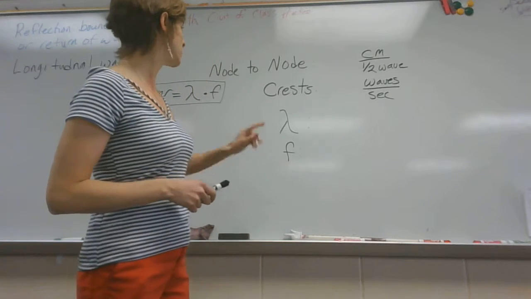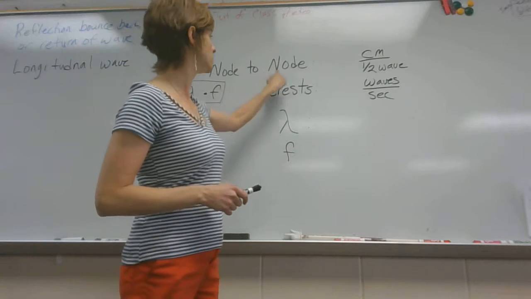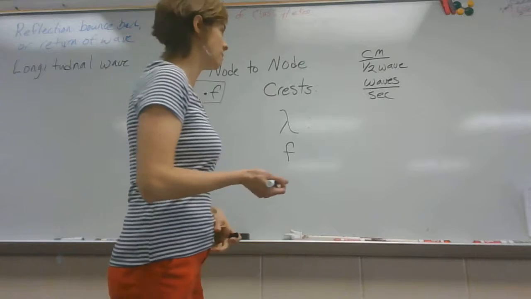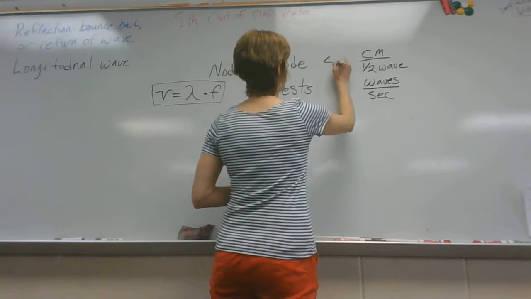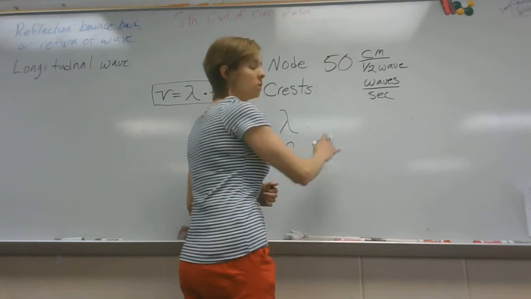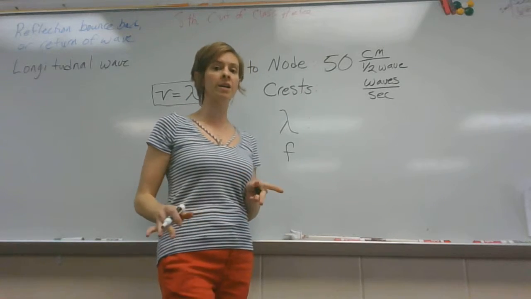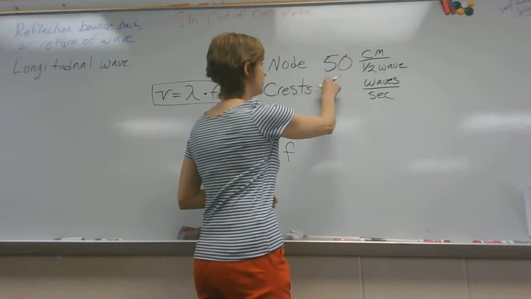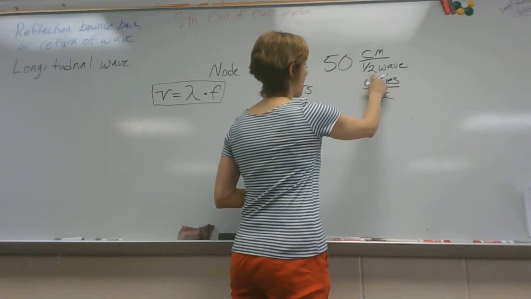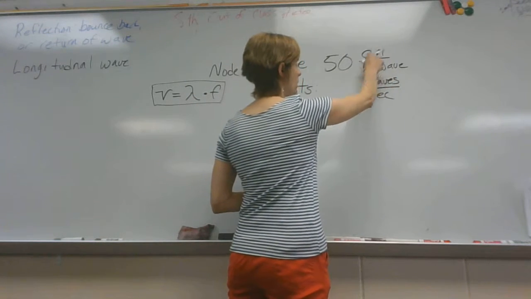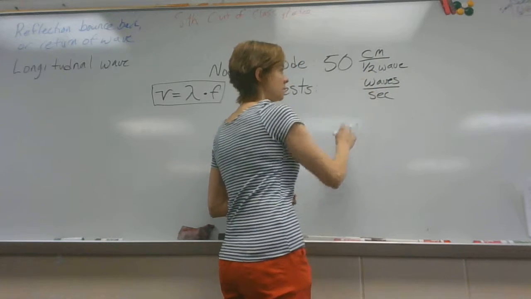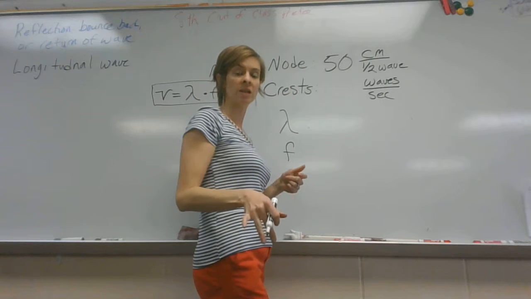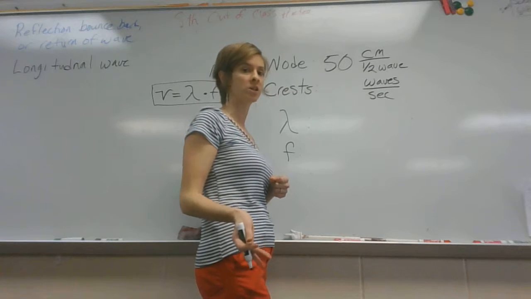So first of all, if we measure node to node on a wave and we find that it equals 50 centimeters, okay, so I'm going to write 50 here. And we never write a number without including units. So 50 what? Well, it's 50 centimeters, and that's for half of a wave. So when we write our units like this, it'll be a little bit easier to show all of our work with units, and that will help us figure out the equation.